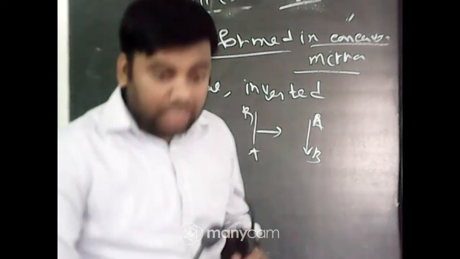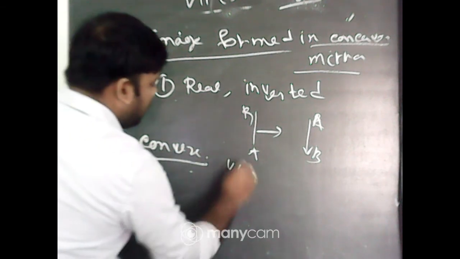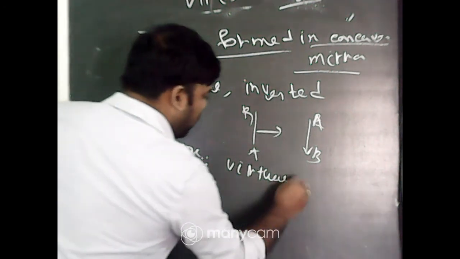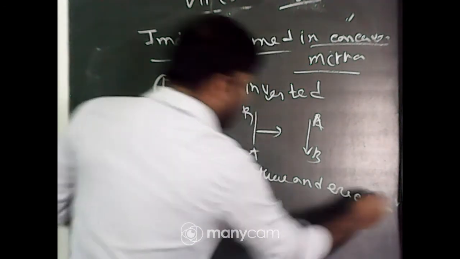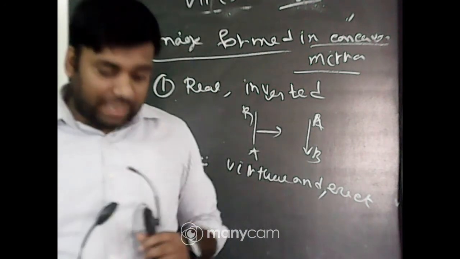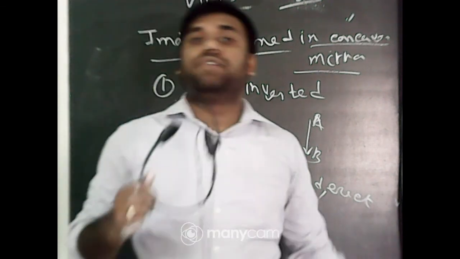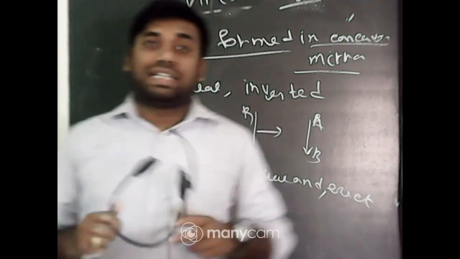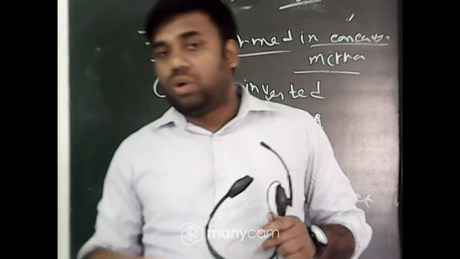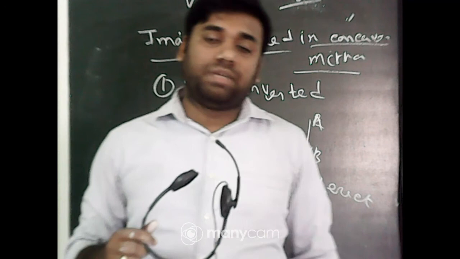And the image formed in a convex mirror is virtual and erect. Erect means for the object AB, I get the image of AB, not inverted. That is an inverted image. And a convex mirror is used as the rear view mirror in a car. In the car, we see how many objects are behind. That mirror is called a convex mirror. In that place, a convex mirror is used.